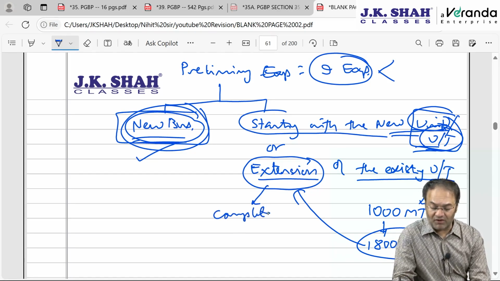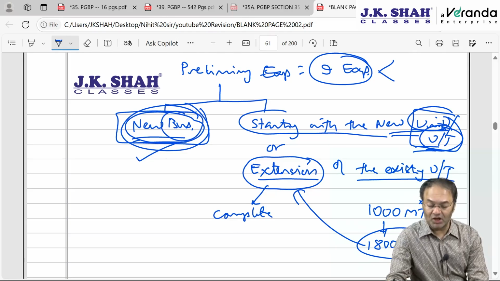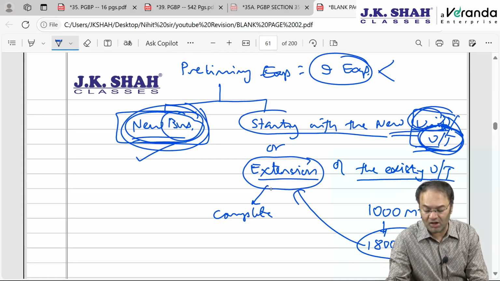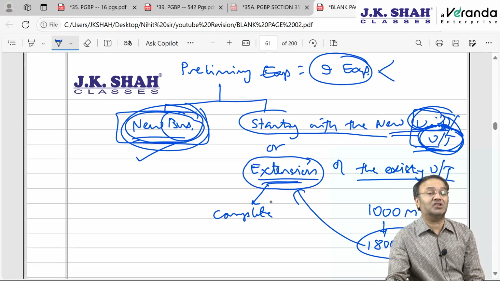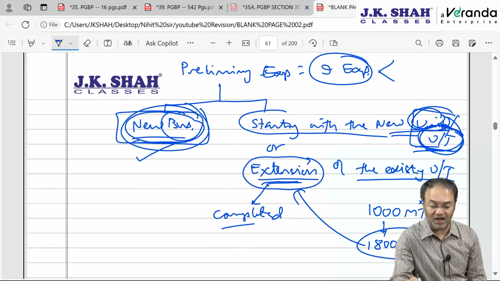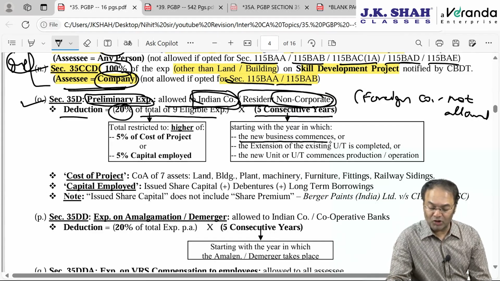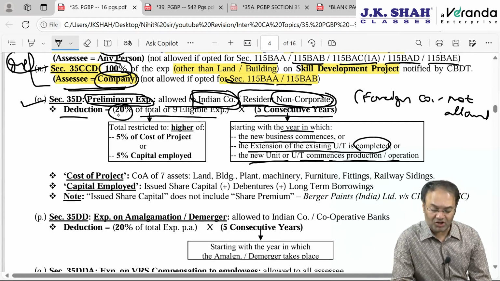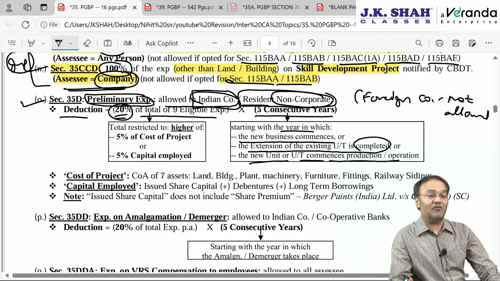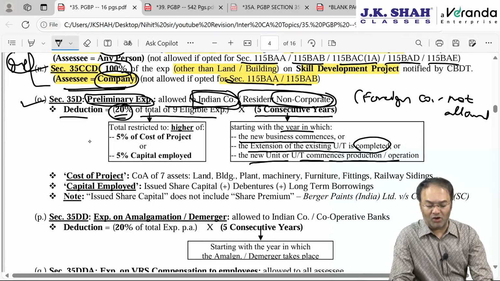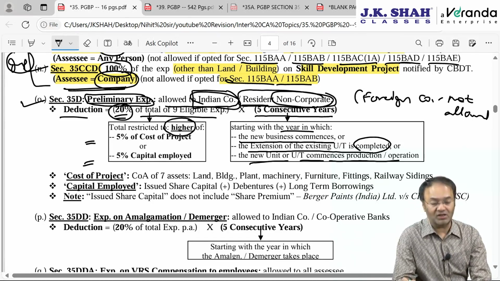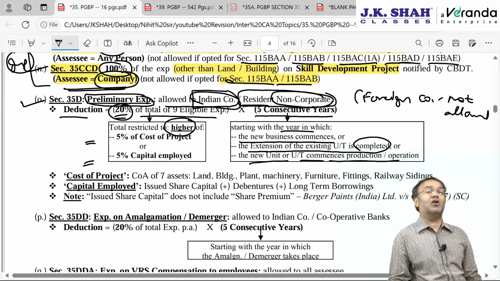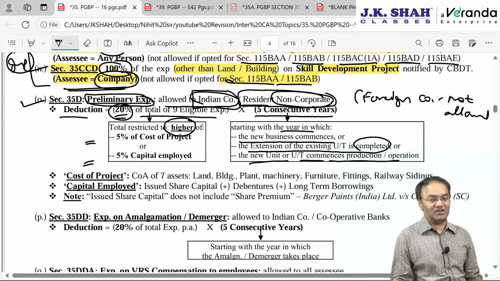Everywhere else, whenever a new business starts, commences, or a new unit or undertaking commences operation. But here, whenever the existing undertaking's extension or expansion is completed, starting with that year in which the new business commences, or the extension is completed, or the new unit or undertaking commences production operation. Here, the 20% deduction will be restricted to 5% of the cost of the project or 5% of the capital employed, whichever is higher.